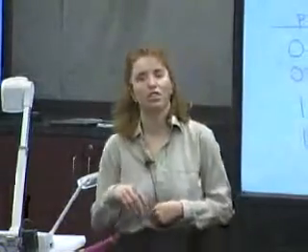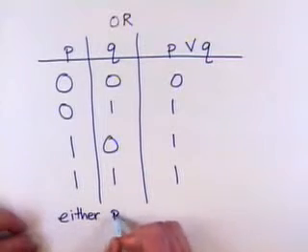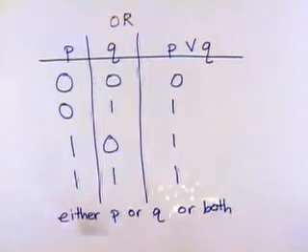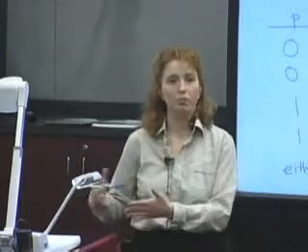So that's the difference between English and logic for the case of or, because sometimes or means exclusive or, and we're going to do a truth table for that in a second. Another operator called exclusive or, but or means either or both. So either P or Q or both. So I'm going to write that down. Either P or Q or both.